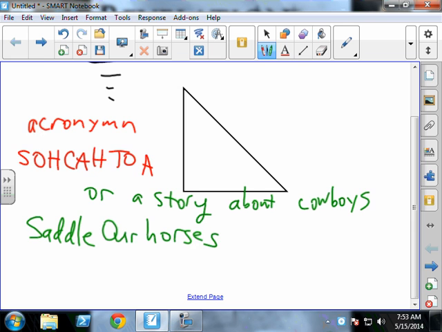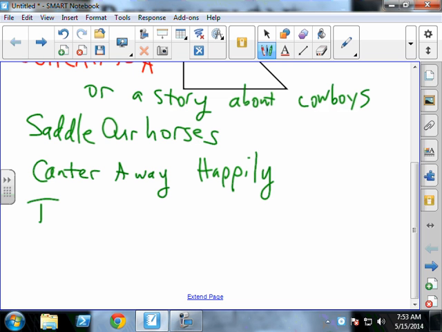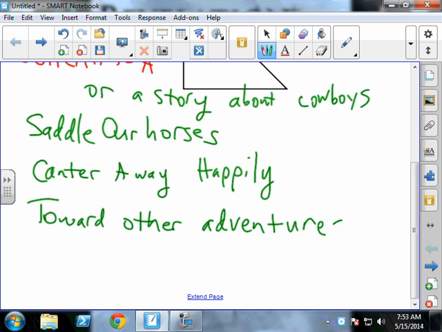Saddle our horses. Canter away happily. Now you're probably wondering about the TOA. Toward other adventures. Isn't that a nice story? You're probably wondering, what does that have to do with math? Nothing.